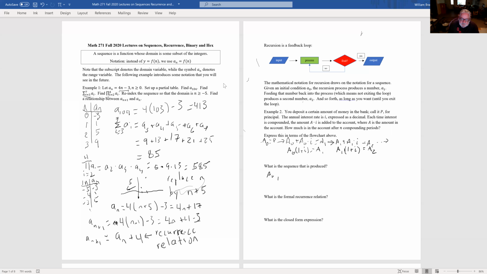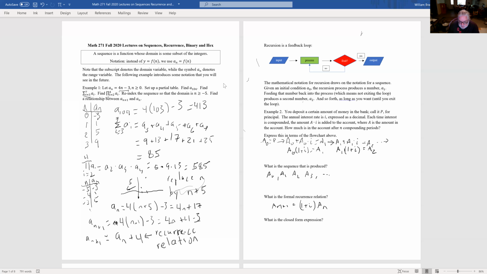A0 is how much you put in. A1 is how much you had after 1 year. A2 is how much you have after 2 years. A3 is how much you have after 3 years, etc. What's the formal recurrence relation? Well, each number, a_(n+1), is 1 plus I times the previous amount. So how much do you have in the n plus first year? Well, you take 1 plus I, you multiply how much you had at the nth year, and that'll give you the next year.